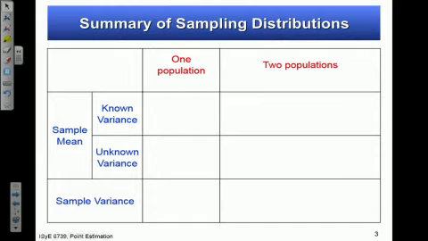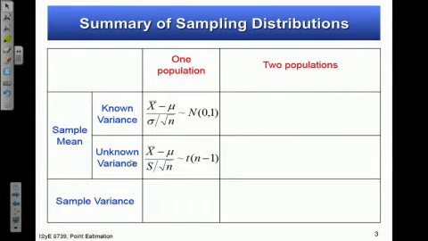If we have only one population and we want to know what is the distribution of X bar, you remember? And we know the variance. What is this distribution? Normal distribution. If we don't know variance, it would be T distribution with n-1 degrees of freedom. So that's the distribution of X bar. Okay? What is the distribution of sample variance when we have one population? We model it by chi-square with n-1 degrees of freedom.